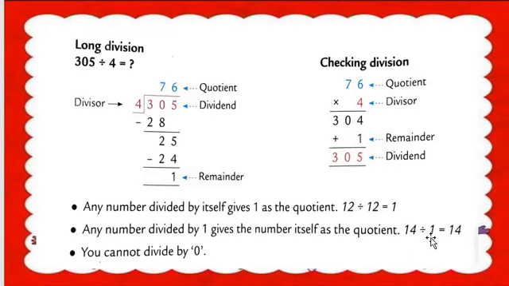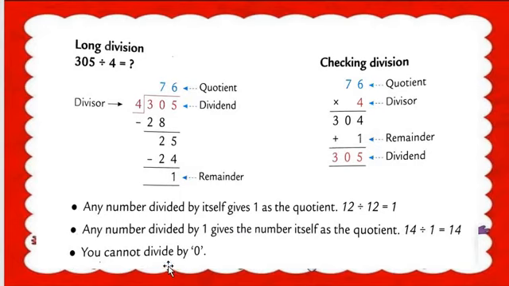14 divided by 1 is equal to 14. 14 ones are 14. Okay, any number divided by 1 gives the number itself as the quotient, means 14 divided by 1 is equal to 14. Any number divided by 1 gives the number itself as the quotient. 14 divided by 1 is equal to 14, means 7 divided by 1 is equal to 7, 7 ones are 7, like that.